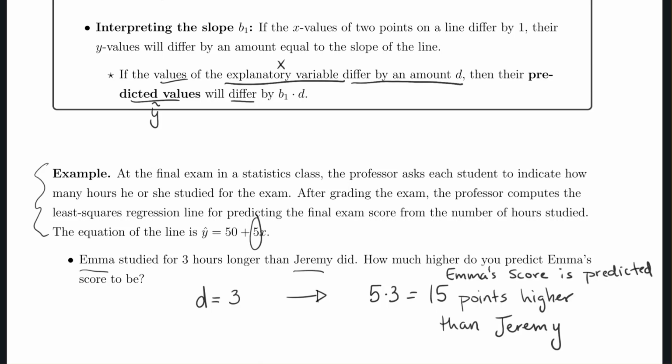Now, we do need to put in the phrase predicted, because of course this is just predicted. We know hours spent studying does not necessarily guarantee a higher score. It might often be associated with one, but it's not that I do this and I get this automatically as a result. So we'll just clear this up by saying Emma's score is predicted to be 15 points higher than Jeremy's.